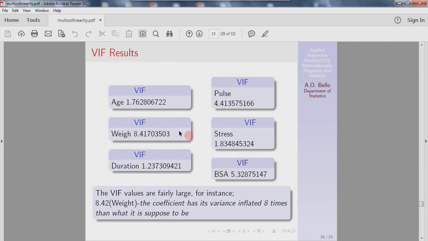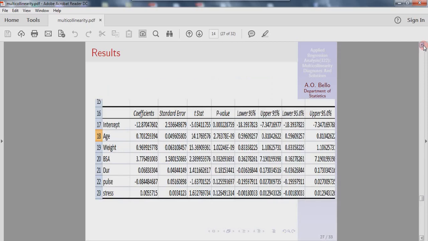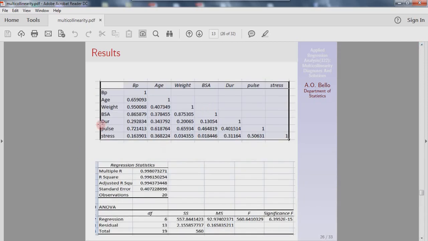And if you recall, if you check these independent variables, weight and body surface area, there seems to be a related factor, because when you are talking about body surface area and weight, they're almost measuring the same thing. What would be a proof? Let's look at the correlation between weight and body surface area, and this is 0.875. This is large.